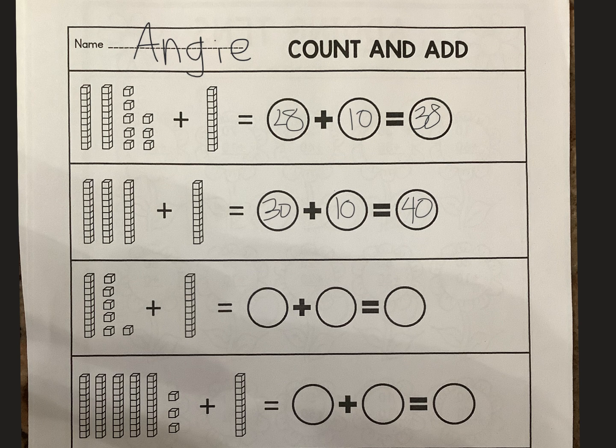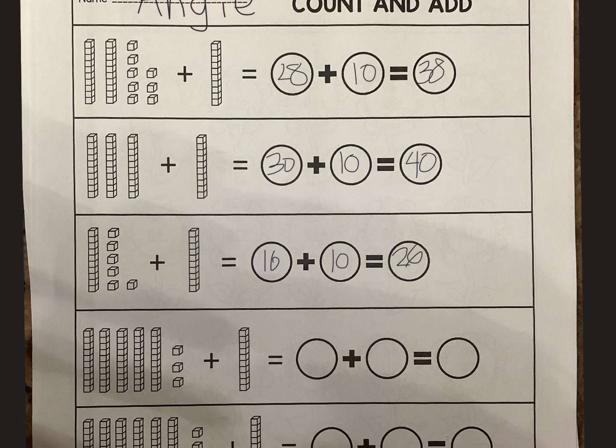All right, the next number has 1 ten and 6 ones, so it's 16. And then there's just 1 stick of 10. So now how many sticks of 10 do I have? I have 2. And then I have 6 ones. Oops, sorry, it's hard to write with my finger. So 16 plus 10 is 26.